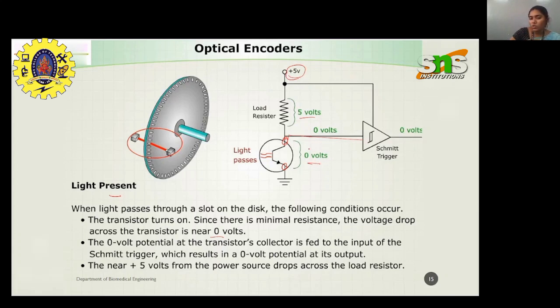So the voltage drop across the transistor will be fed to the input of the schematic, so that the output of the schematic also gets 0 volt. Since it has an input of 0 volt, the schematic will not activate, so the output will also be the same 0 volt. Okay, this is the condition when the light passes through the slot.